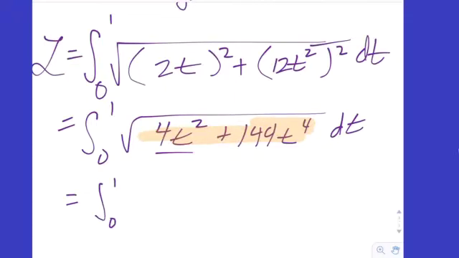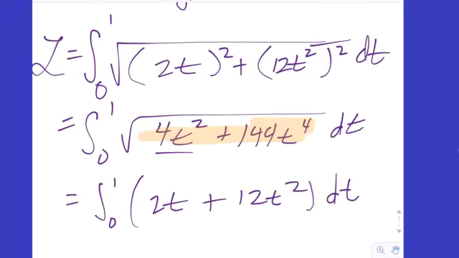Well, can we? Is the square root of those two things just the square root of the first term plus the square root of the second term? Is that how radicals work? No, you can't do it that way. If they were multiplied, you could take the square root of the product. But you can't just take the square root of each term.